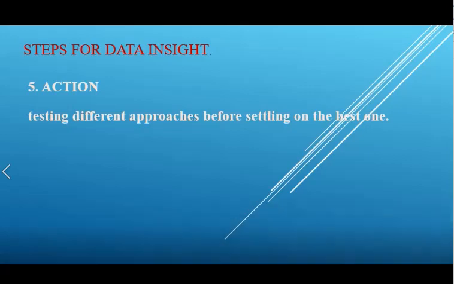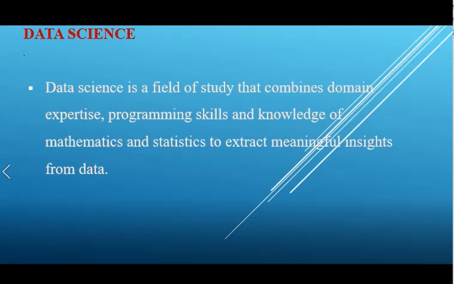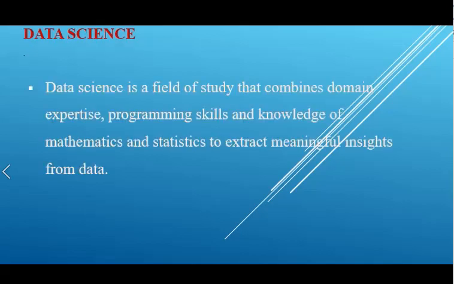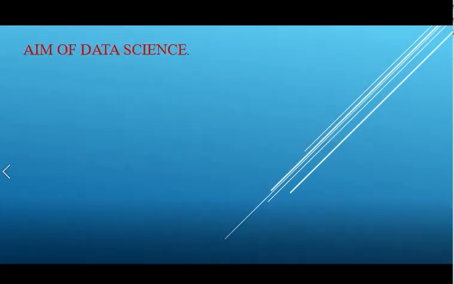Data science is a field of study that combines domain expertise, programming skills, and knowledge of mathematics and statistics to extract meaningful insight from data. It is a multidisciplinary blend of data inference, algorithm development, and technology in order to solve complex analytical problems. What is the aim of data science? So now we have seen that data science is especially about extracting meaningful insight from data. So how can we do this? Using different programming skills and different knowledge of mathematics.